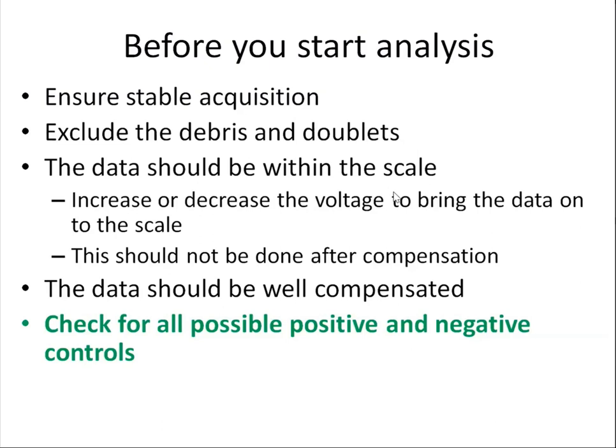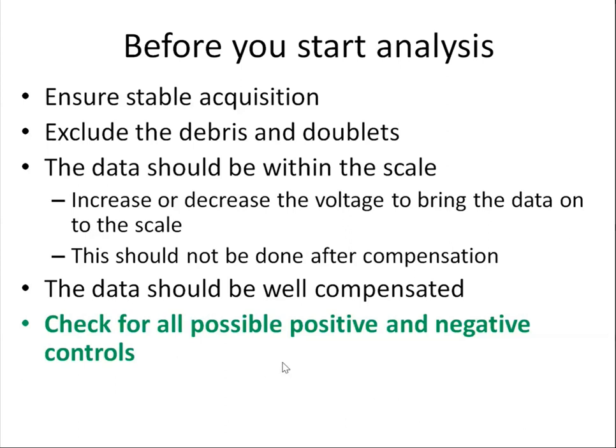So when it is out of the scale, change it to an exponential scale and build the population within the scale. Okay. When you are acquiring, you can increase or decrease the voltage, but only for scatter parameters, not for fluorescent parameters. If you are changing the voltage for fluorescent parameters, then you need to do compensation again. So this should not be done after compensation. For scatter parameters you can do it, but for fluorescent parameters you should not. Okay, the data should be well compensated.